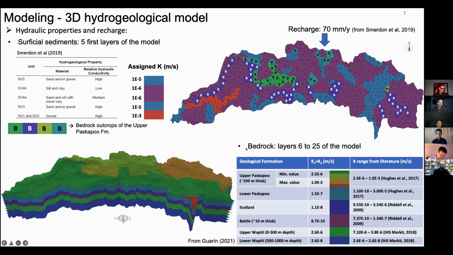With respect to the bedrock, the model was calibrated considering hydraulic conductivity values from literature, and they come from different hydraulic tests, such as pumping tests, permeameter tests, and others. And for the Bascapa Formation, for the first 100 meters, I consider 5 different hydrogeological zones. Whereas for the rest of the geological formations, I consider them as homogeneous, so just one value of hydraulic conductivity.